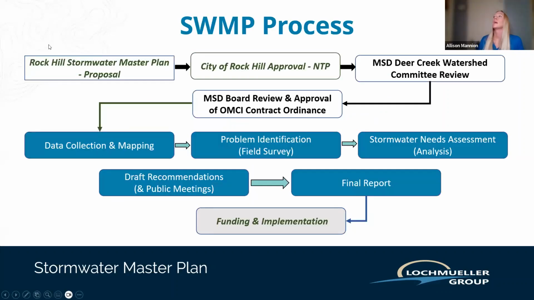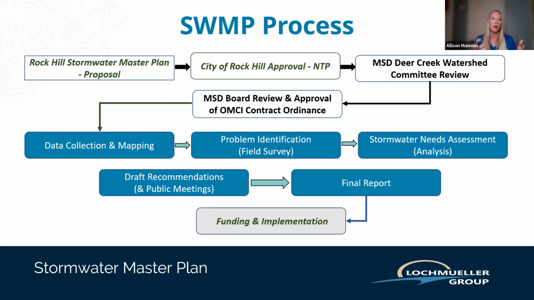Thank you, Laura. So to go over the entire stormwater master plan process. For the city of Rock Hill, they issued a request for proposals, which Lockmuir put together a proposal and was awarded and was given a notice to proceed. Like Laura said, we did use OMCI funding for the completion of the stormwater master plan. And so we also had to get approval from MSD. And then we could actually get started with the stormwater master plan and the actual steps.